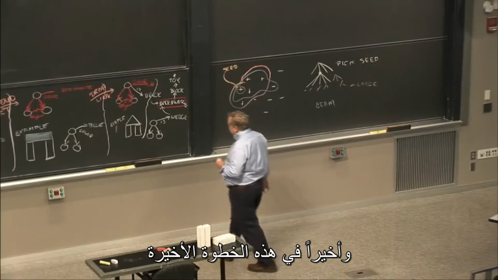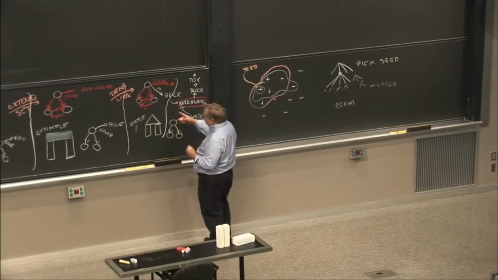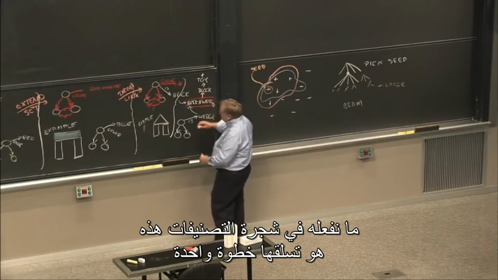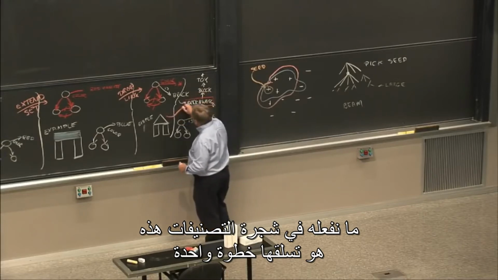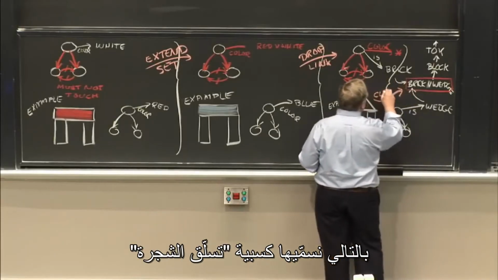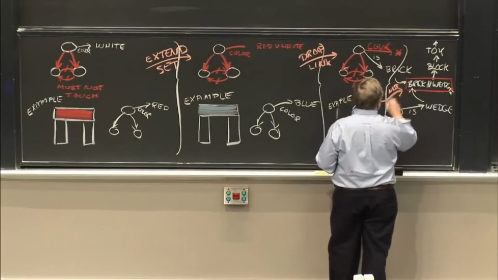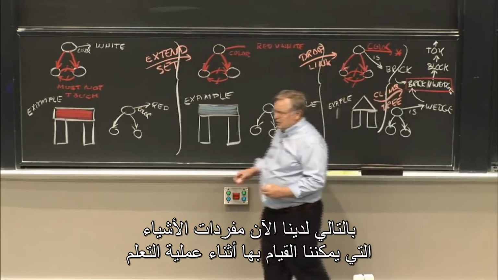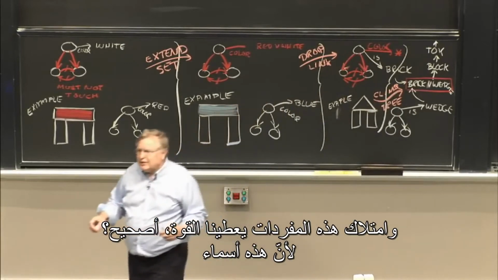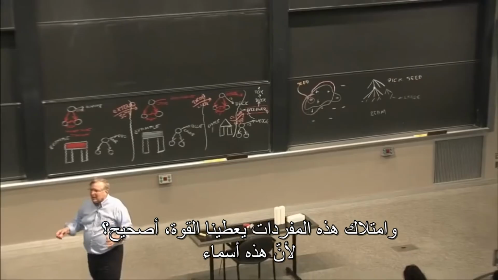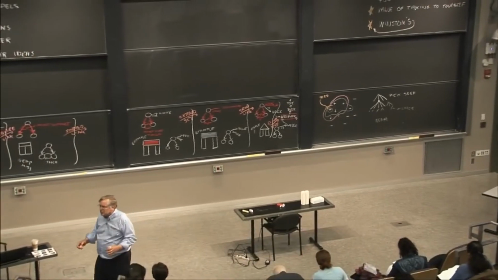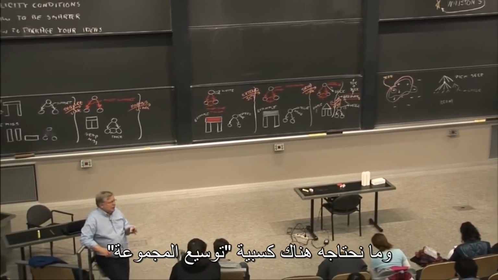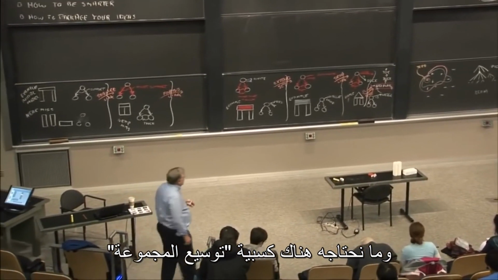And finally, in this last step, what we're doing with this tree of categories is we're climbing up it one step, so we call that the climb tree heuristic. So now we have a vocabulary of things we can do in the learning process, and having that vocabulary gives us power over it, right? Because those are names. We can now say, oh, well, what you need here is the drop link heuristic. Or what you need over there is the extend set heuristic.